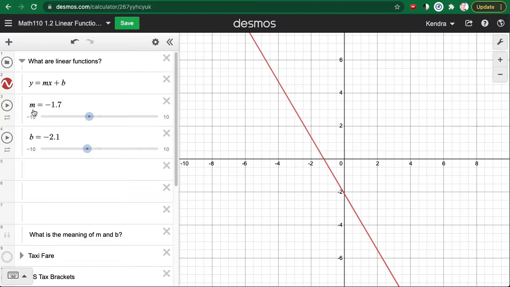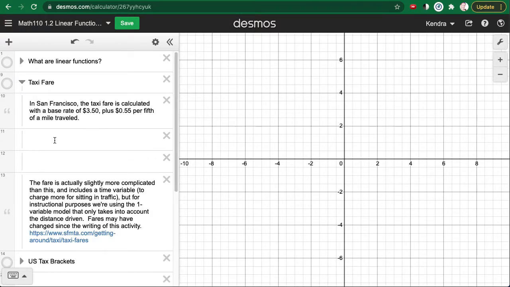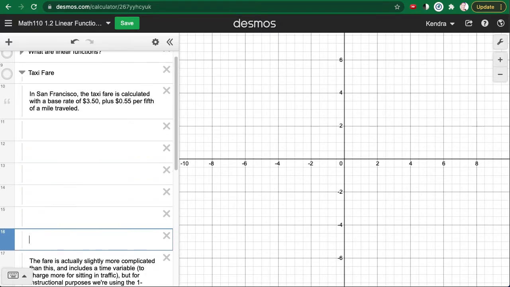So I'm going to just put this away for a minute, and we're going to explore a couple of examples. So first one is going to be taxi fare. So in San Francisco, the taxi fare is calculated with a base rate of $3.50 plus 55 cents per fifth of a mile traveled. So let's think about how that would translate. I have a note here that says the fare is actually slightly more complicated than that, but we're using this simplified version. I'm going to put that note away.